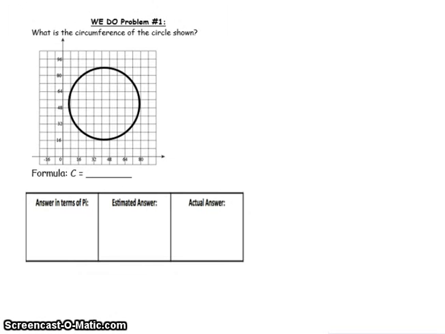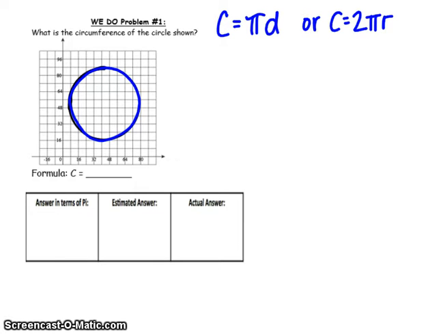Alright, let's go ahead and take out this sheet right here. This is a half sheet that's located inside of your notebook. Let's get out the we do problem number 1. What is the circumference of the circle shown? I know that circumference is the whole outside of my circle, and I want to find that. Remember that there's two formulas that I can use. I can either use C is equal to pi times diameter, or I can use C is equal to 2 times pi times my radius.